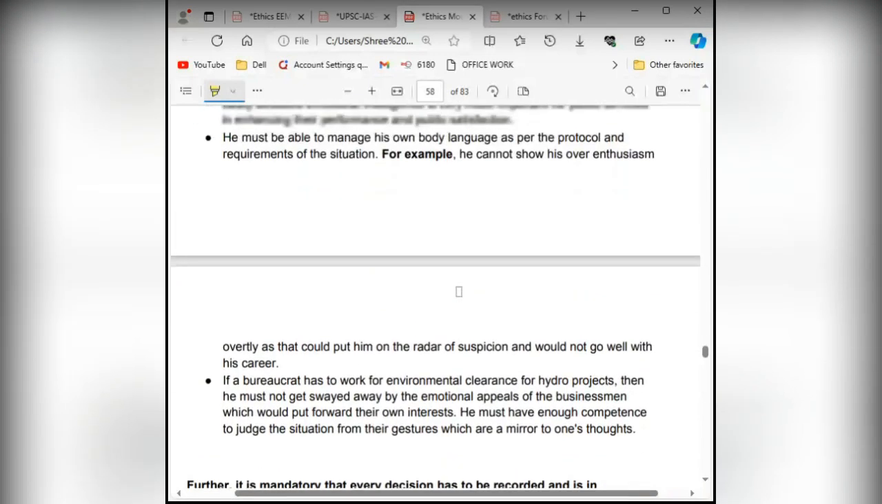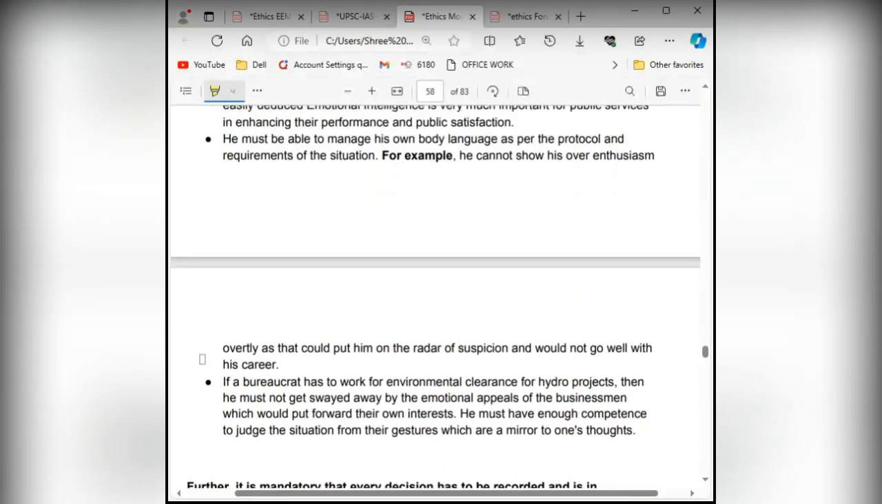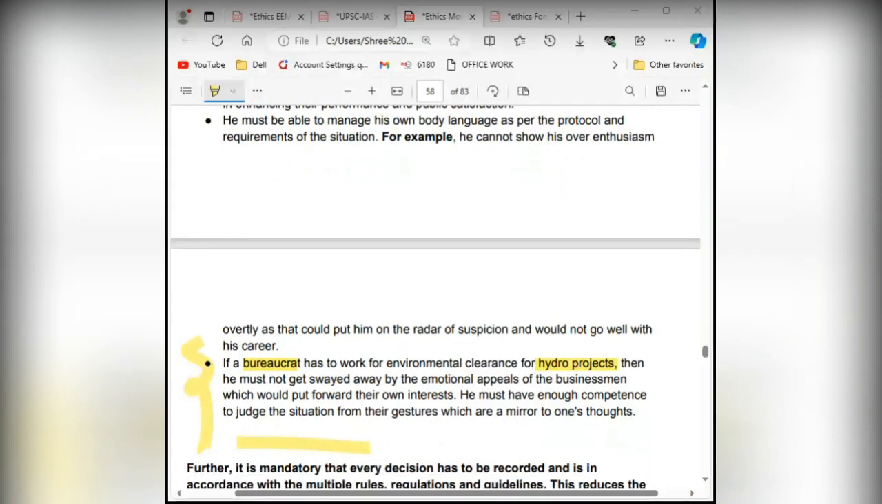Then, this is an instance here. For example, you are a bureaucrat and you have to work on a hydro project. Now, if you get swayed by the emotion of the businessman, for example, if a businessman comes to you and says that I want the clearance of this project, there are two things. Either the project would be legal, and they want the clearance, and it is legal. Another situation can be that they are just trying to bribe you.